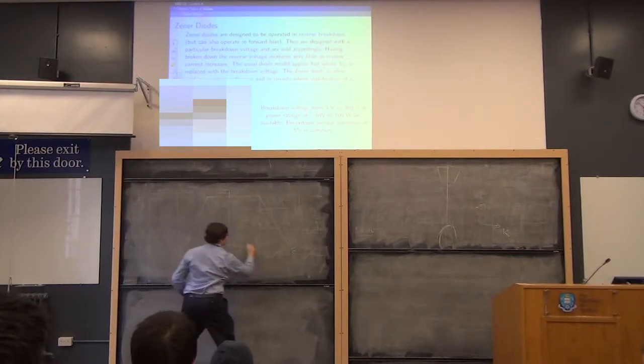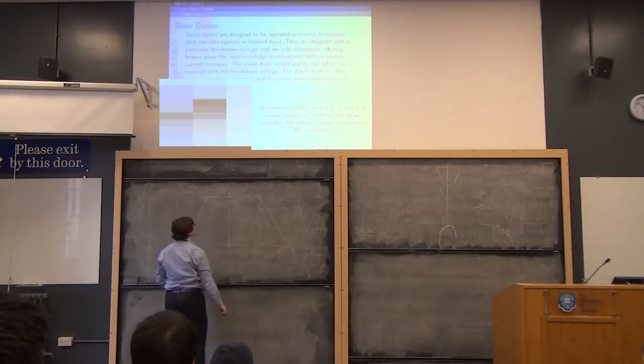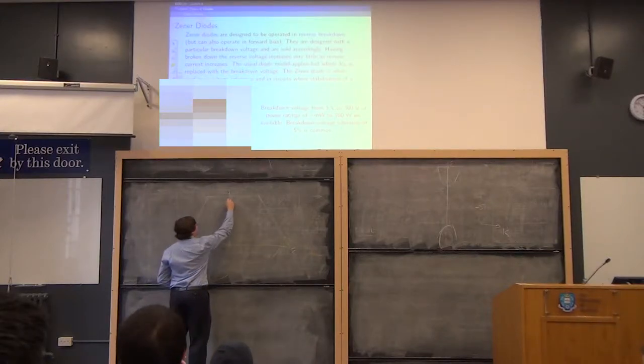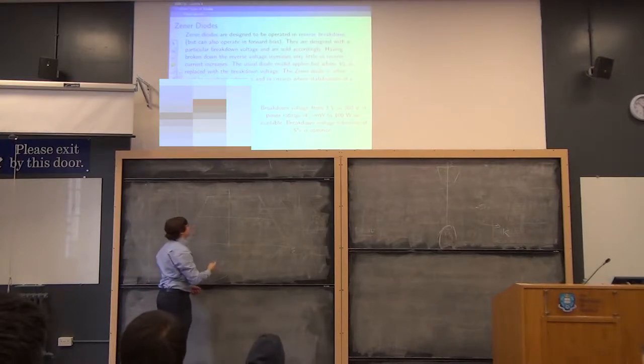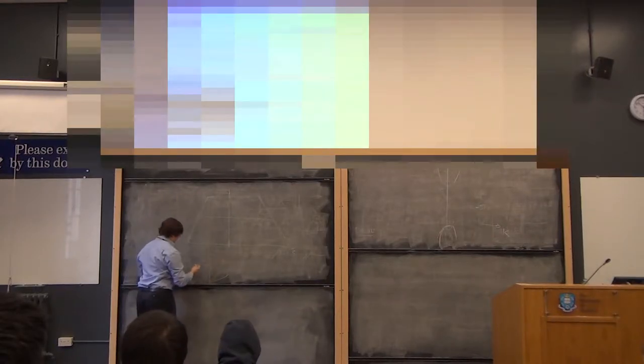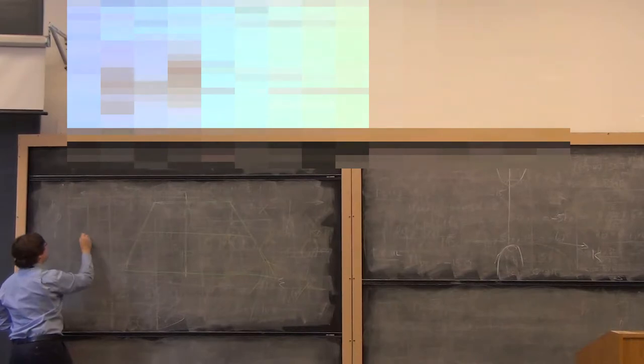So this will be our diode, and we'll have an N region and a P region. This is the simplest possible case, and we'll have some external circuit like this. Now I've got to think really hard about which way the battery needs to look.